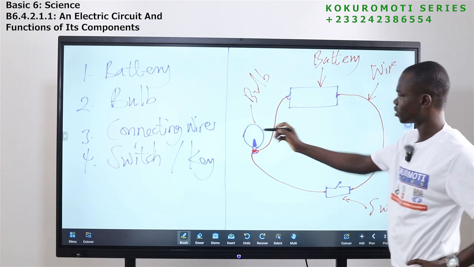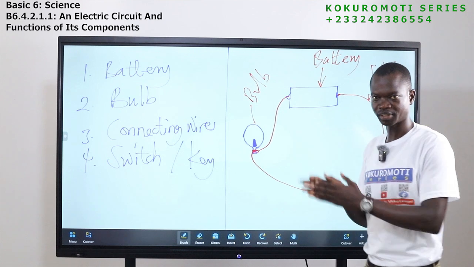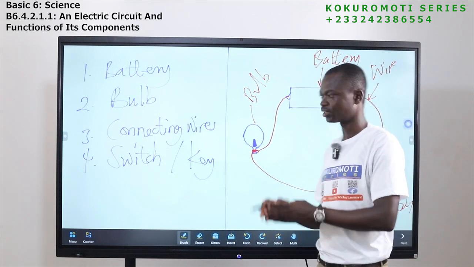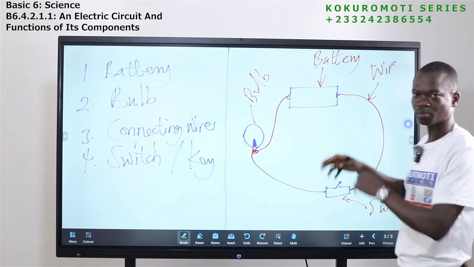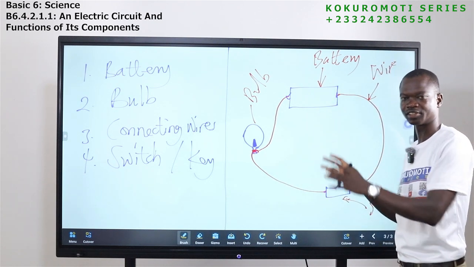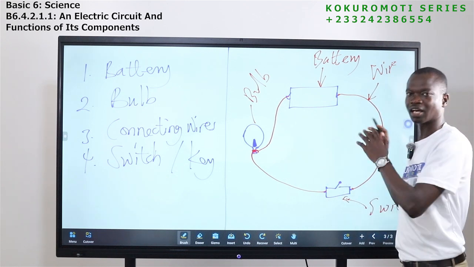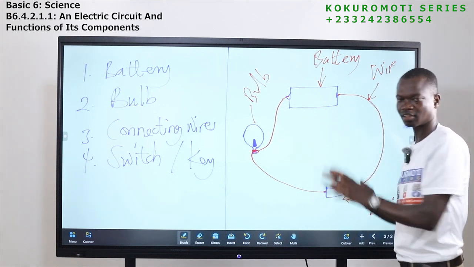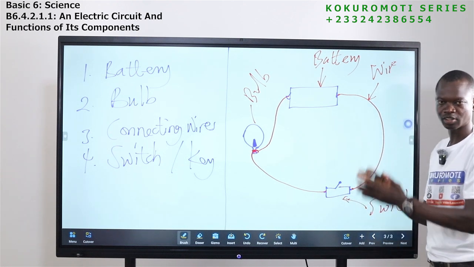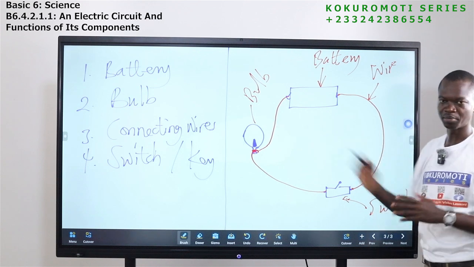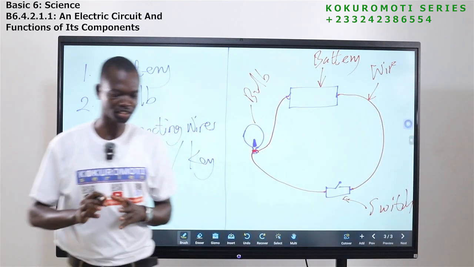So these are the components. You know the function of the bulb. The bulb converts the electrical current or energy into light. So the bulb produces light. The battery supplies electrical energy for the circuits. The connecting wires carry the energy to all parts of the circuit, and then the switch turns on or turns off the circuit or the bulb here. Okay, so these are the components and their functions.